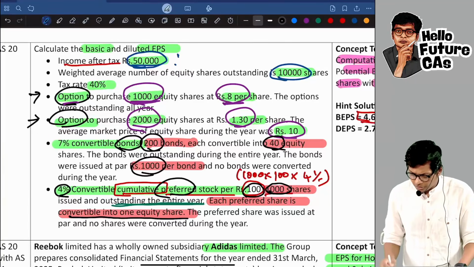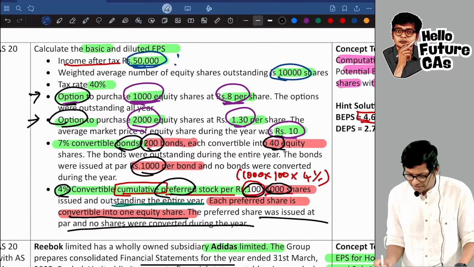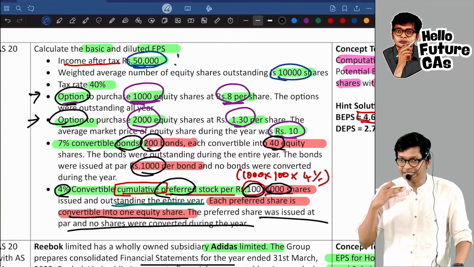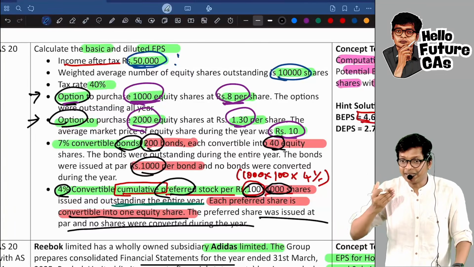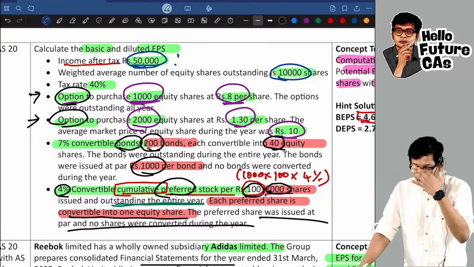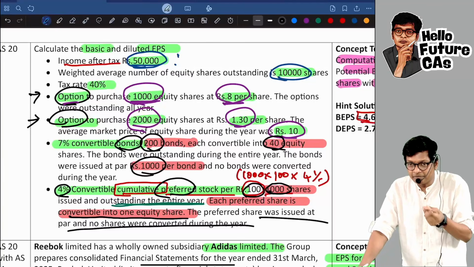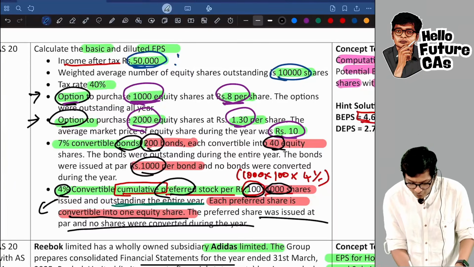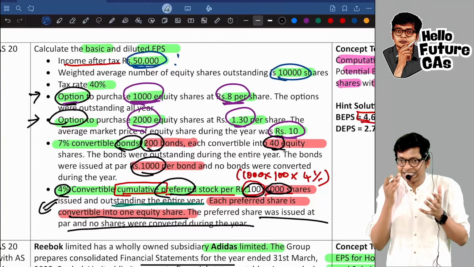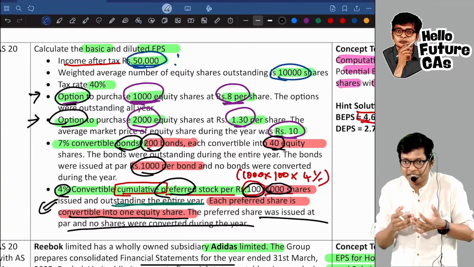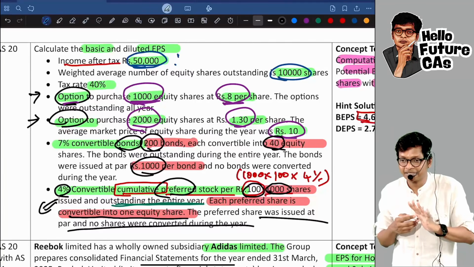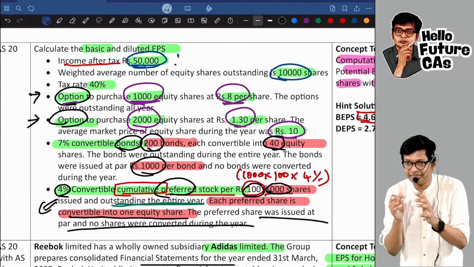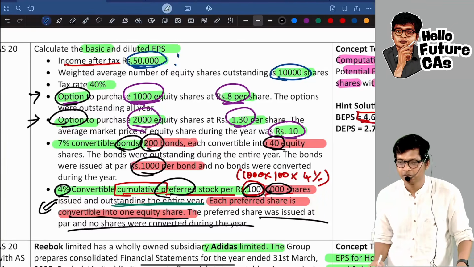Okay. Her doubt is that no shares were converted during the year. That is why we are doing diluted EPS. No shares are converted during the year, which means they may be converted next year. So that's why I'm considering it for diluted EPS. If shares are actually converted during the year, say in the 11th month, then I should not take this for diluted EPS. I will take this for basic EPS, but with the weighted average, for how many months it is outstanding. Clear? Are you getting it, guys?